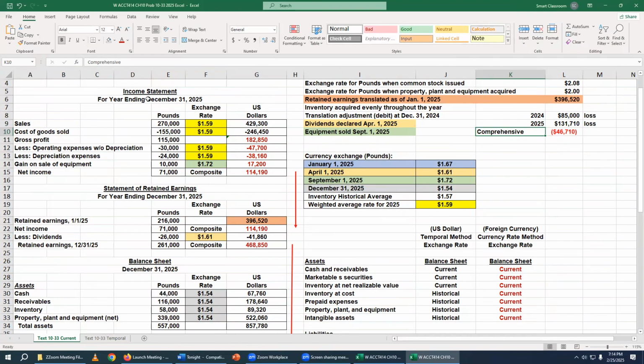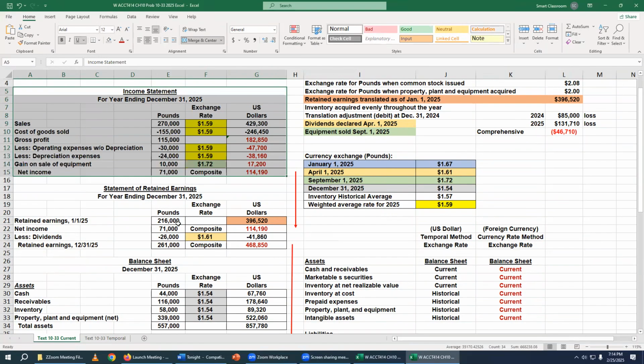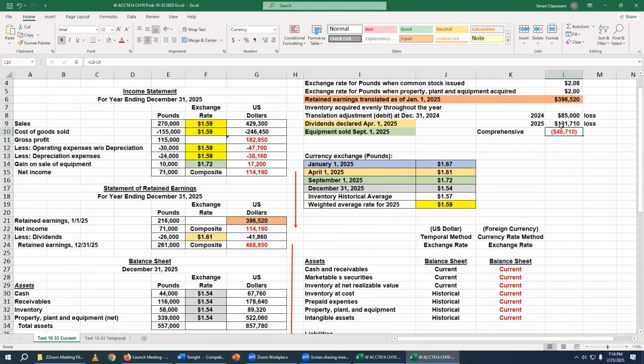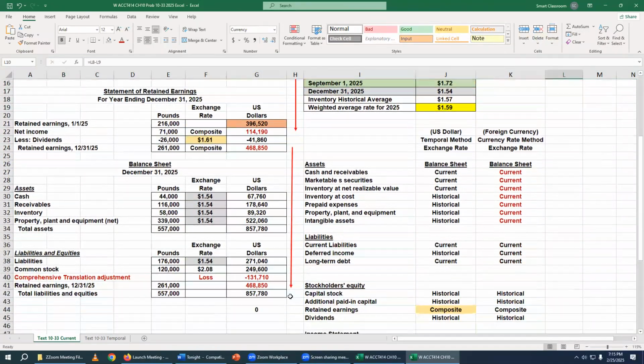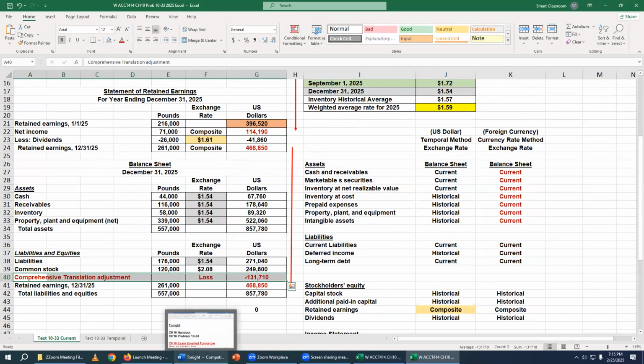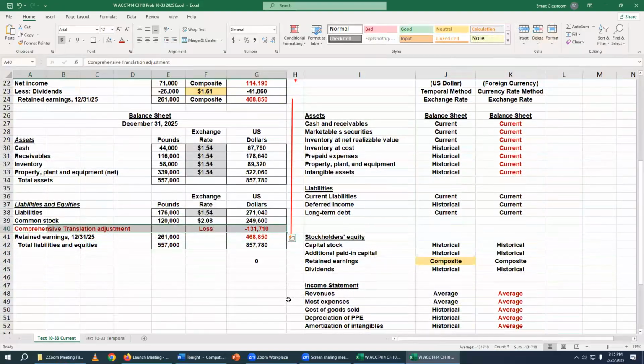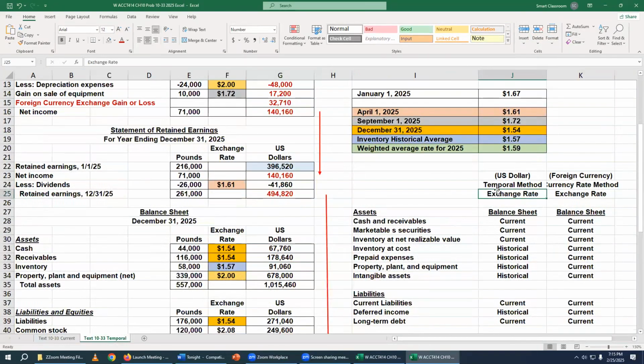Now, this is not a comprehensive income statement. This is a plain old income statement. But yeah, we actually didn't lose 131 in this year. We actually built on our loss from last year of 85,000. This was a loss in the current year. And again, this doesn't get closed out. It just keeps going up and down, back and forth, whatever. It just stays all happening within the equity section. It never hits the income unless you try to bring the dollars back in and you start using the temporal method.